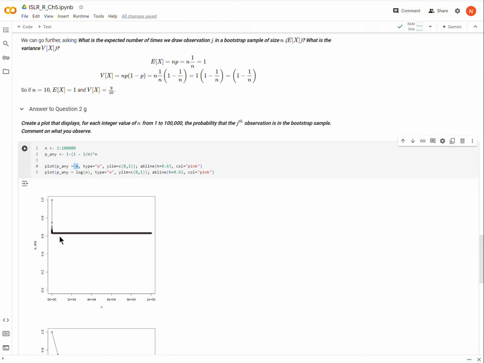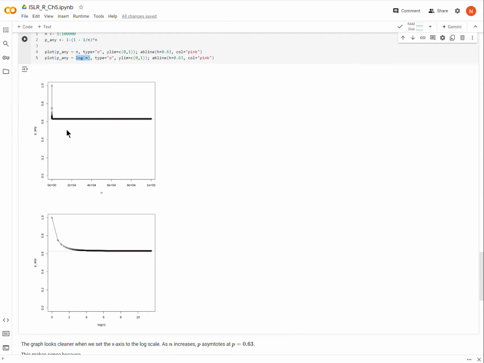And what we get is this, and that's not very pretty. So in the second one, I'm actually taking the log of n just to get a prettier picture. And when I do that, I get this. So in other words, as the sample size increases, the probability that the jth observation is included in the sample looks like this. And notice that it asymptotes at this line right here, and we're going to find that that line is about 0.63.